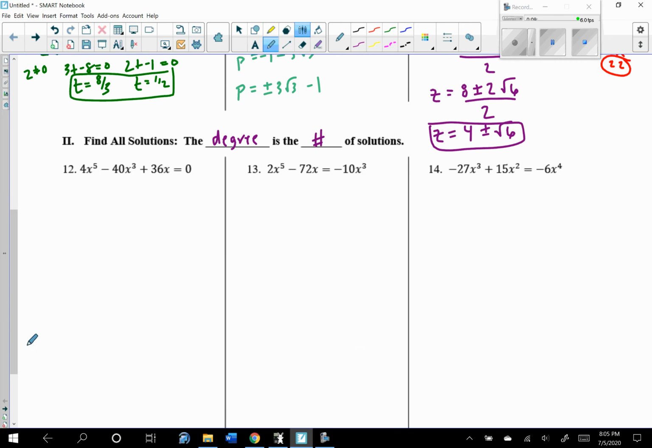So looking at this part, we have for 12, we're going to find all the solutions of each of these equations. And so we're going to use the degree to help us. So looking at this first one, the degree of this, because it's in standard form, we know is 5. So that means there are 5 solutions.